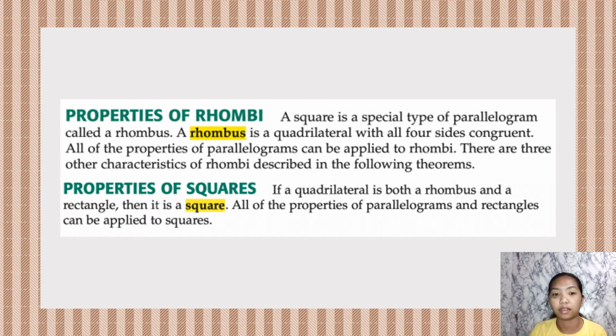Next is a rhombus. A square is a special type of parallelogram called a rhombus. A rhombus is a quadrilateral with all four sides congruent, the same as a square, and all of the properties of a parallelogram can be applied to a rhombus. And then the square is both a rhombus and a rectangle, and all the properties of a parallelogram, the rectangle, and the rhombus are present in a square.